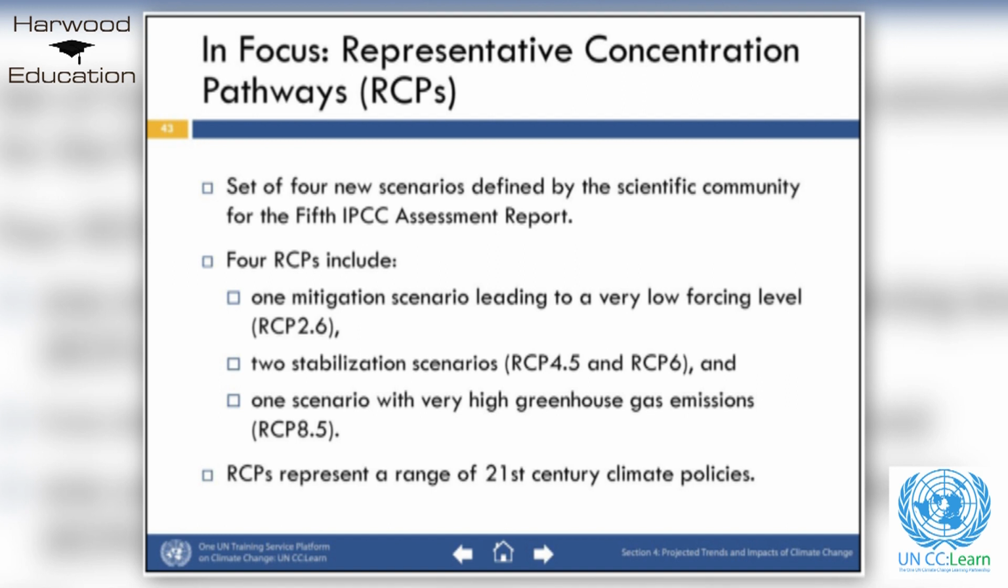Projected change in average surface temperature. Global surface temperature change for the end of the 21st century is likely to exceed 1.5 degrees centigrade relative to pre-industrial levels for all RCP scenarios, except RCP 2.6. It is likely to exceed 2 degrees centigrade for RCP 6 and RCP 8.5.